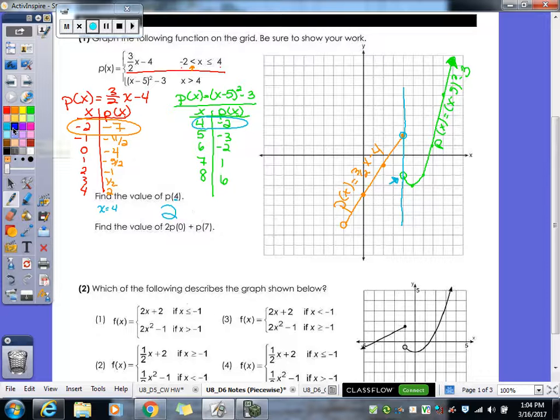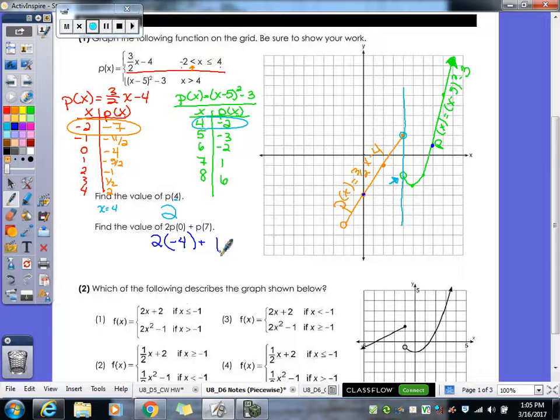So now find the value of 2 times p of 0 plus p of 7. So let's go to where x is 0. What is the value of our graph? Here's x is 0. Yep, that's negative 4. And then go to where x is 7. Where's our graph? Positive 1. So we got 2 times negative 4 plus 1.